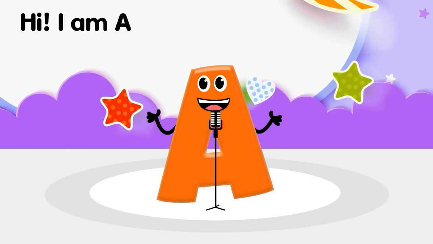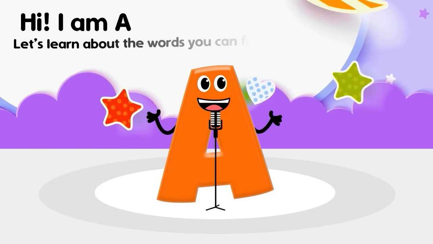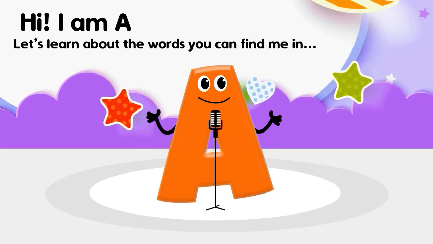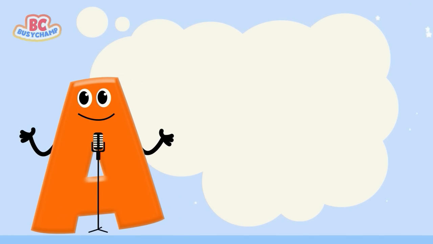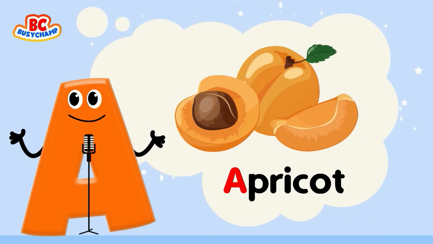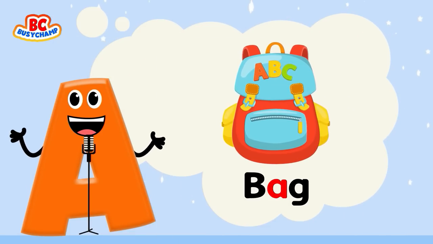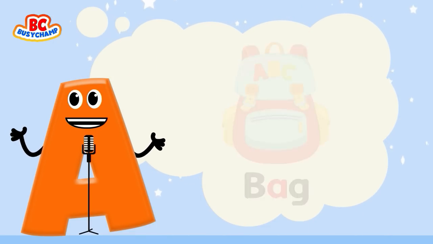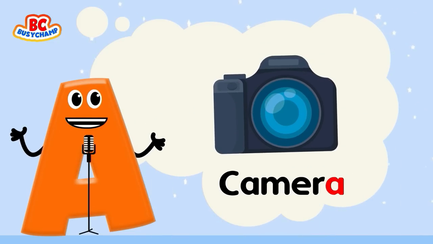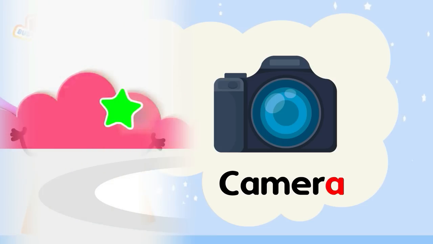I am A. Let's learn about the words you can find me in. Apricot. Apricot starts with A. Bag. Bag also has A in it. Camera. Camera ends with A. Good job.